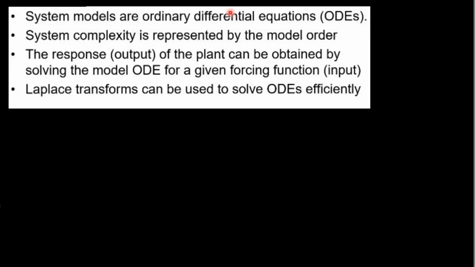Alright, let's summarize. System models are ordinary differential equations. You know this, it should be by heart by now. System complexity is represented by model order. So what do I mean by this? First order, RC circuit, second order, shock absorber.